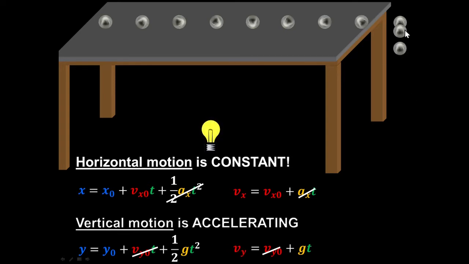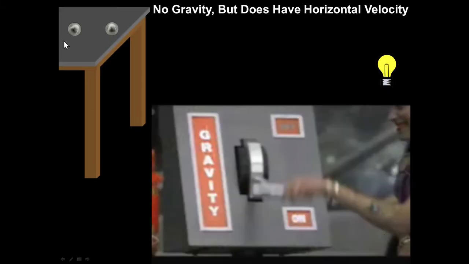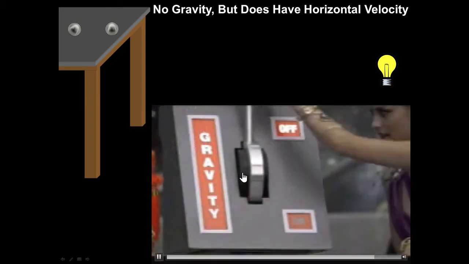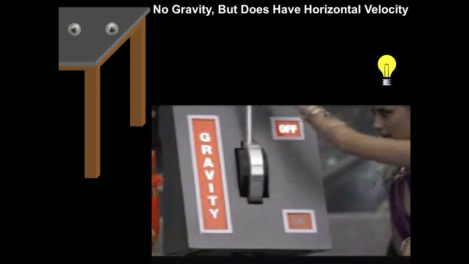But if we do our strobe light here, it's going to be going greater and greater distances every time. So let's see if that ball is rolling along the table here, reaches the end of the table, but we take our gravity switch and we flip it off. Yes, a gravity switch. No such thing, but it would be interesting to see anyway.